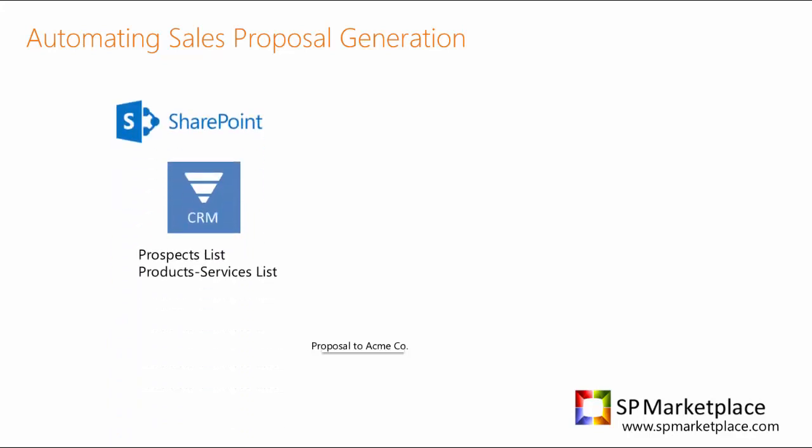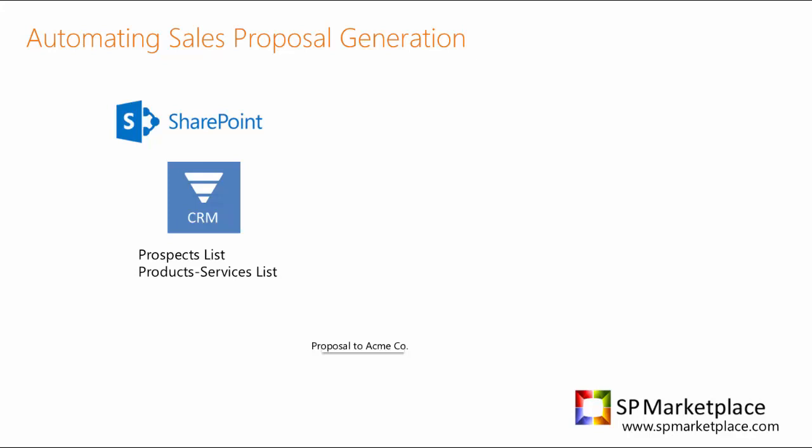So the salesman uses CRM on SharePoint. There are two lists that the salesman accesses to keep track of their sales pipeline. There's a prospects list where they track all leads, opportunities, and everything else, as well as a reference list, which is a product and services list.